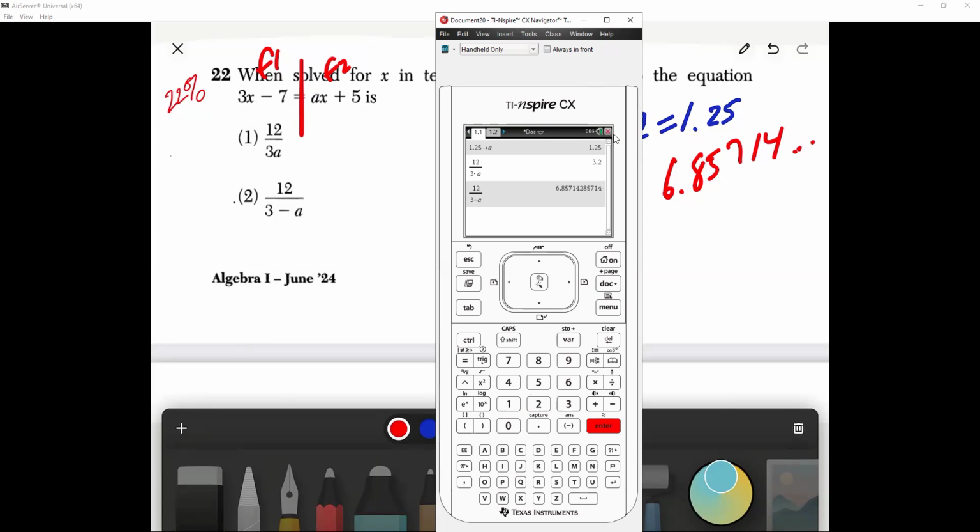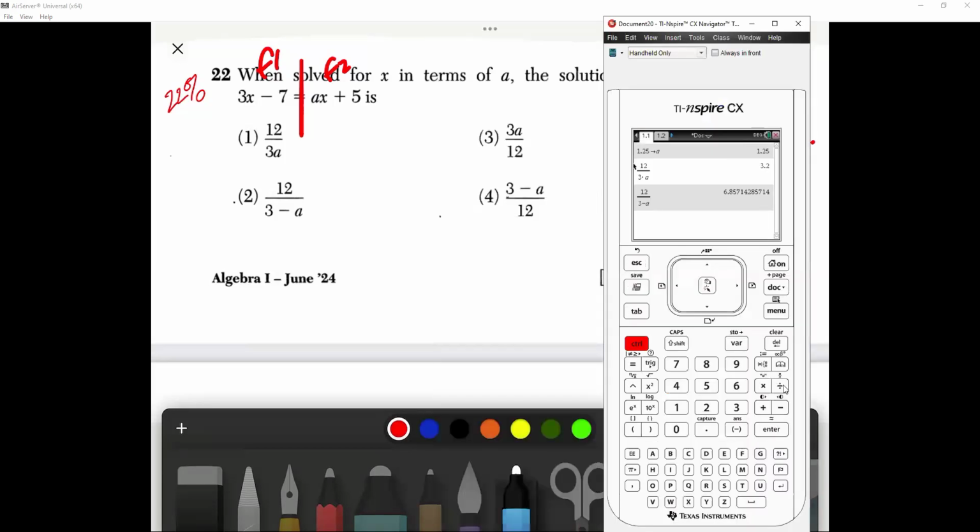On the other page, it looked like it stopped at 4, but of course it's repeating. The calculator just couldn't show you everything. If you want, you can check the other ones just to see. 3a divided by 12 gives 31 cents, so that's not it. And then the last one, 3 minus a over 12, gives some decimal. So it is this one.